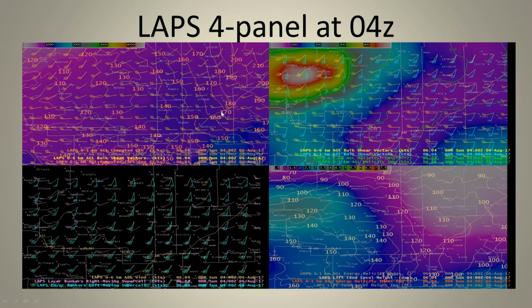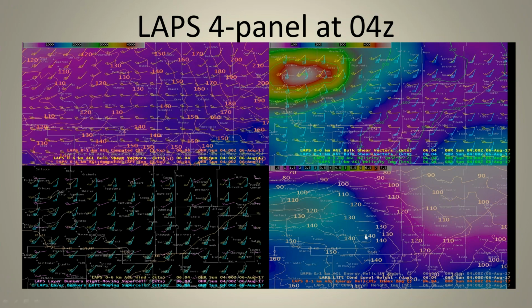First of all, the LAPS 4 panel at 04Z shows SIN, 0 to 1 kilometer SIN, and 0 to 6 kilometer bulk shear vectors and computed CAPE in the upper left. And going clockwise in the upper right, we see 0 to 6 kilometer bulk shear vectors with the 0 to 1 kilometer bulk shear vectors in blue. So the yellow is the 0 to 6 and the blue is 0 to 1. Also we have helicity highlighted in the image color, but the higher values again naturally where you have the strongest shear northwest of the CWA.